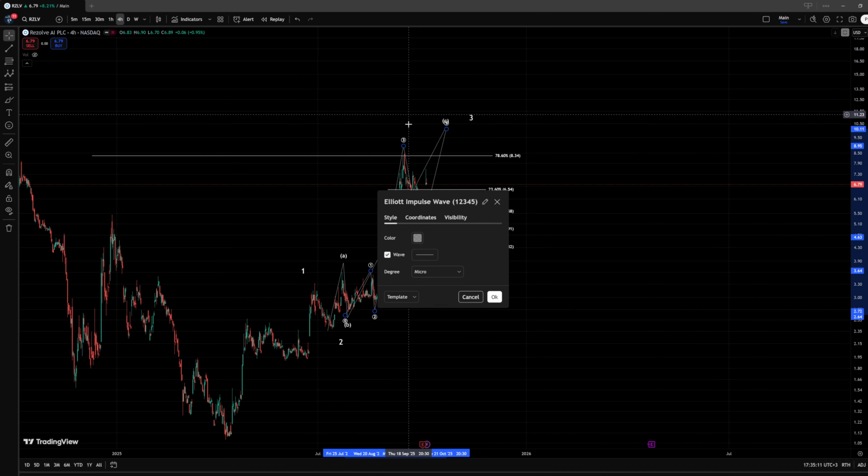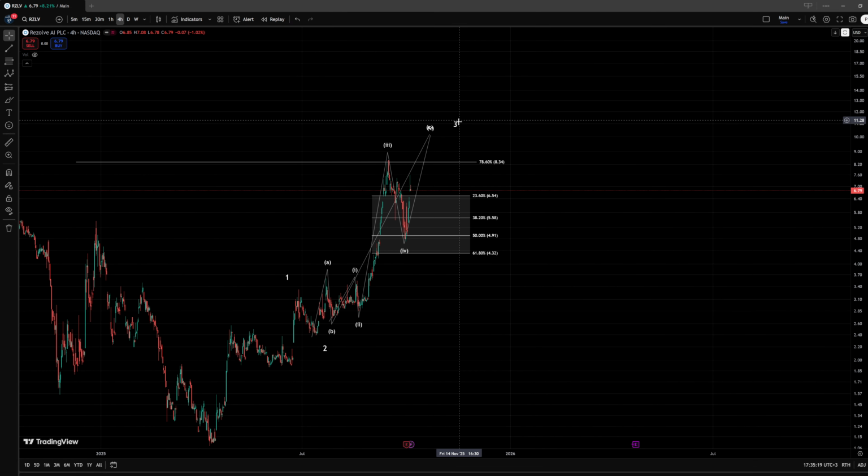Now if we build something that would be considerably larger, I would be much more open to the idea of the third wave topping here, but right now I am not even sure if we did manage to reach the ideal target for a wave 3, and no, we didn't.